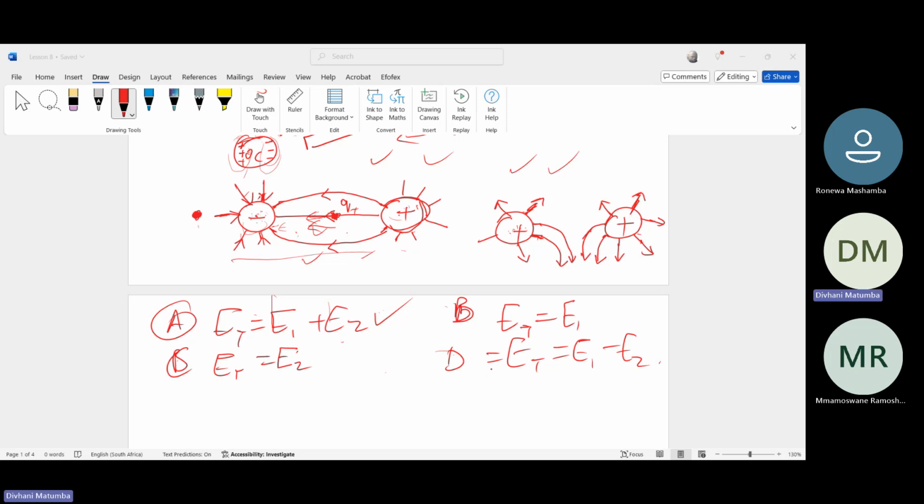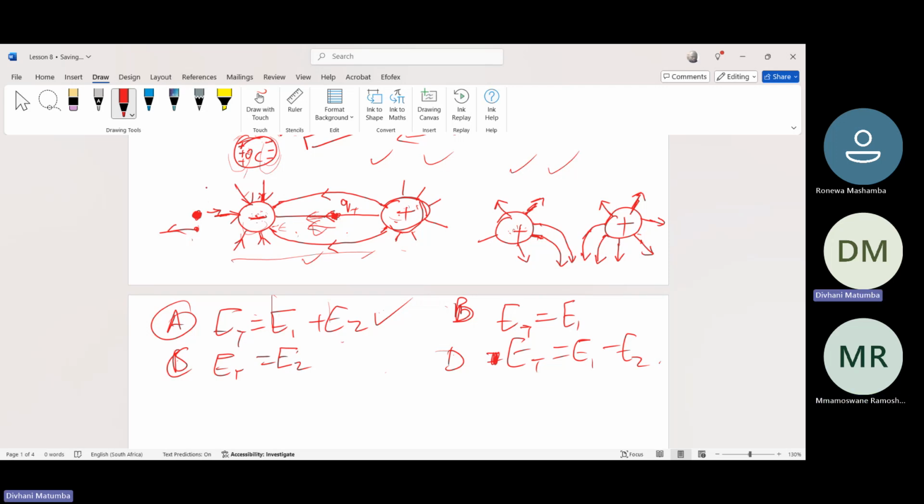Unfortunately, Rondewa is correct. You're not going to use the same formula, because if you put a test charge there, the negative charge will pull it. You agree? Yes. But the positive charge will repel, push it away. Okay.